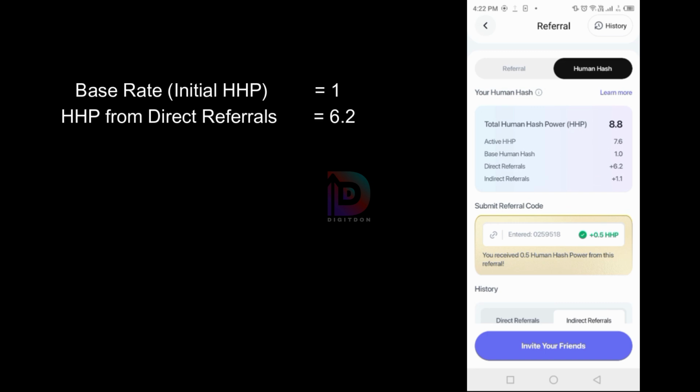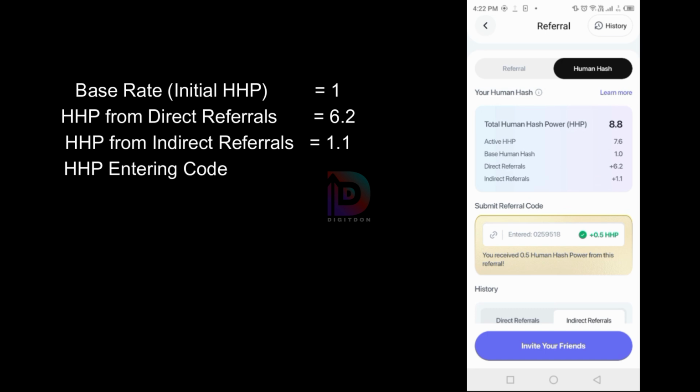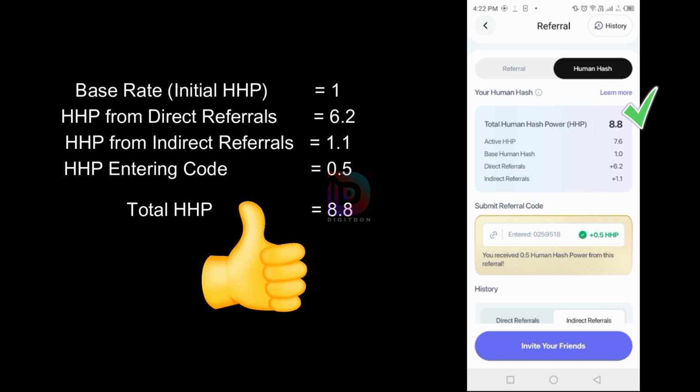HHP from direct referrals is 6.2. HHP from indirect referrals is 1.1. HHP gained through the referral code I entered during registration is 0.5. When we sum them all, it equals 8.8 HHP. And yes, as you can see, InterLink confirms the same.